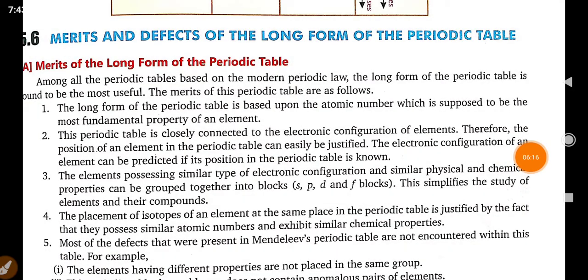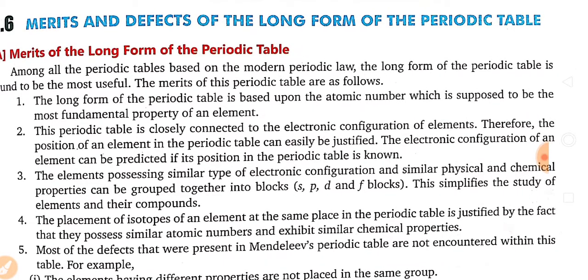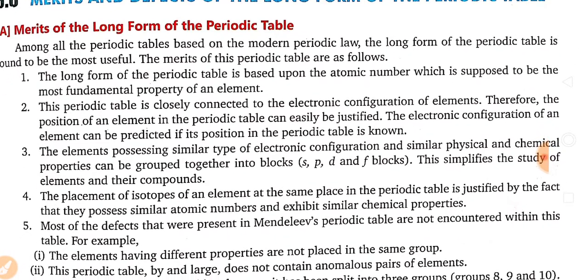Okay, so there are still some defects in the long form table. We talk about merits first, then the demerits. Among all the periodic tables based on the modern periodic law, the long form of the periodic table is found to be most useful. Its first benefit is that it is based upon the atomic number, which is supposed to be the most fundamental property of an element. And second, this periodic table is closely connected to the electronic configuration of elements.